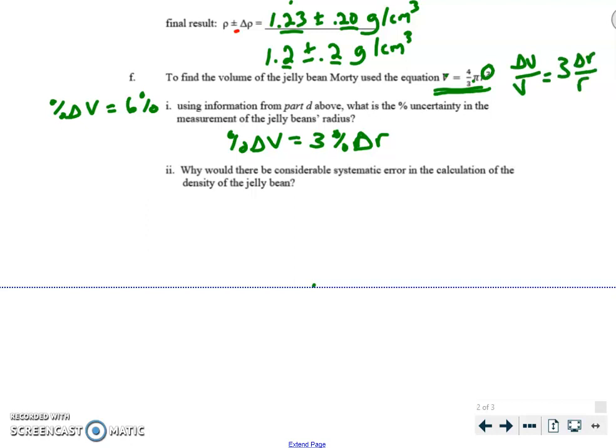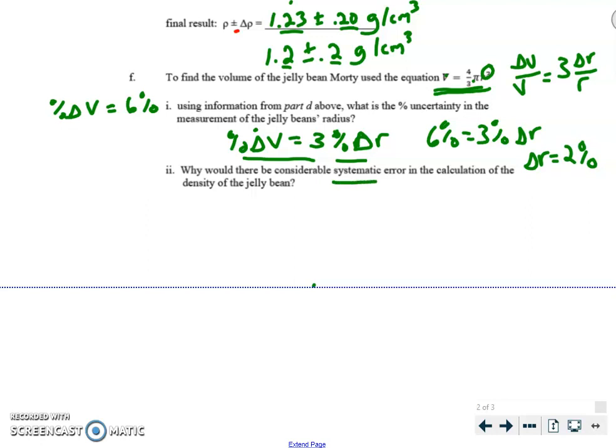We had a homework problem just like that. So in terms of percents, it looks like this. If we know that percent delta V is 6% equals 3 times percent delta R, then delta R would be 2%. So 2% multiplied 3 times over gives you that 6% in volume.